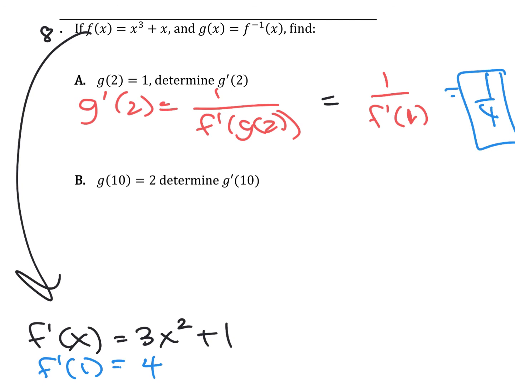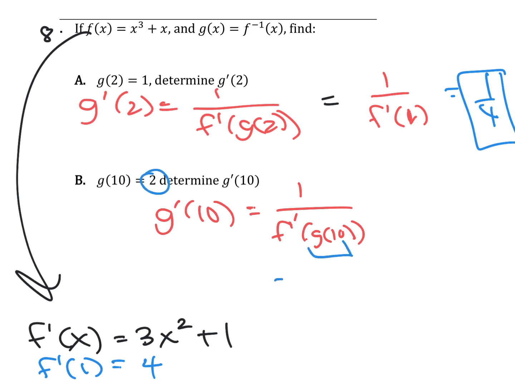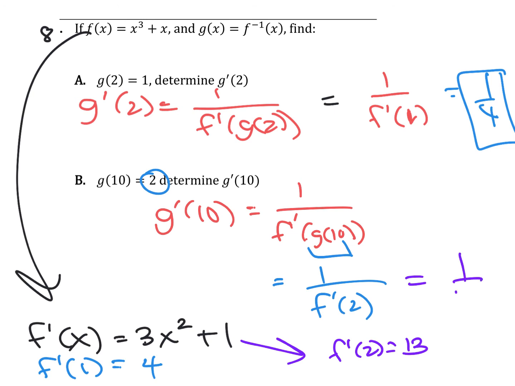And last but not least, to find g prime of 10, we will take 1 over f prime of g of 10. G of 10, they are telling us this is 2. So this is 1 over f prime of 2. And then we already figured out what f prime is. If we plug 2 in here, we're going to get 3 times 2 squared is 4, so 12 plus 1 is 13. So this is going to be 1 over 13.